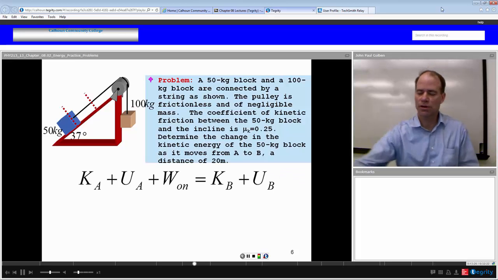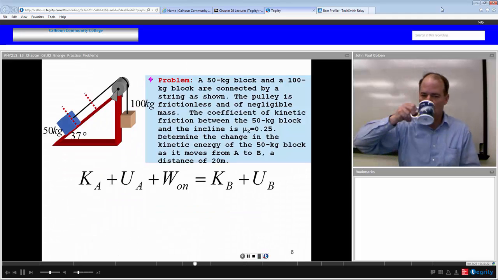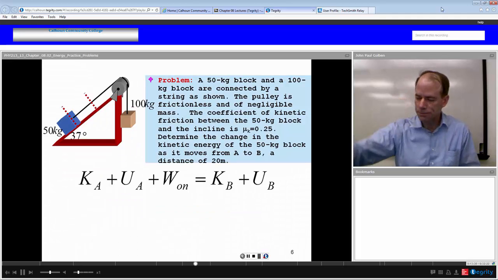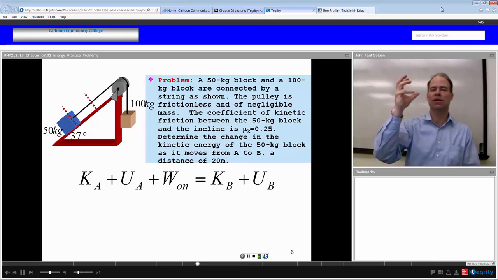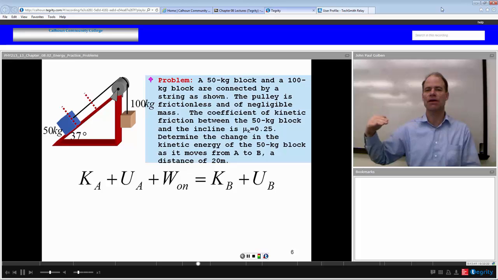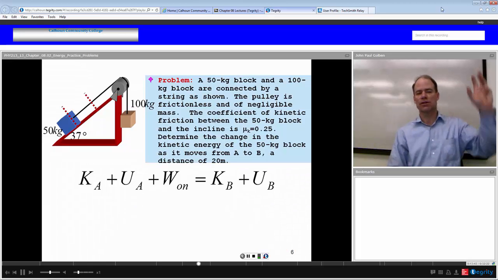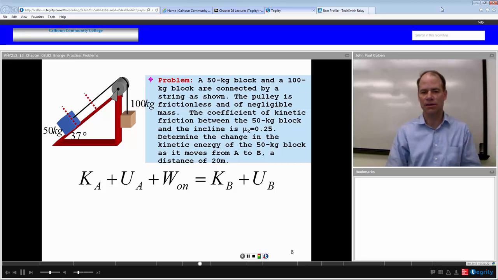So we have our one equation to rule them all. Now we're going to have mass 1 going up the incline, so it's actually going to increase in potential energy from a 0 value. Mass 2 is actually going to drop, and so it's going to decrease in potential energy to a 0 value. So we have to keep that in mind. We have work along the way, which is going to be due to friction.